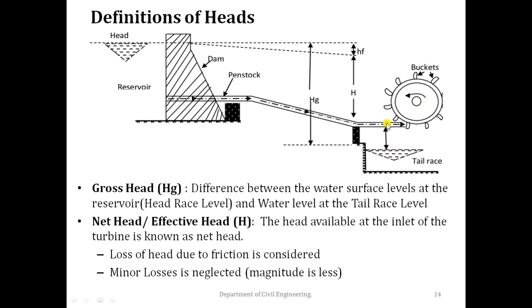the difference in the levels, that is with reference to the center of the penstock and the water surface level at the tail race. I repeat, the net head H is given by Hg minus loss of head due to friction, which is Hf, minus H. H is nothing but the difference in water surface level and the center of the penstock.